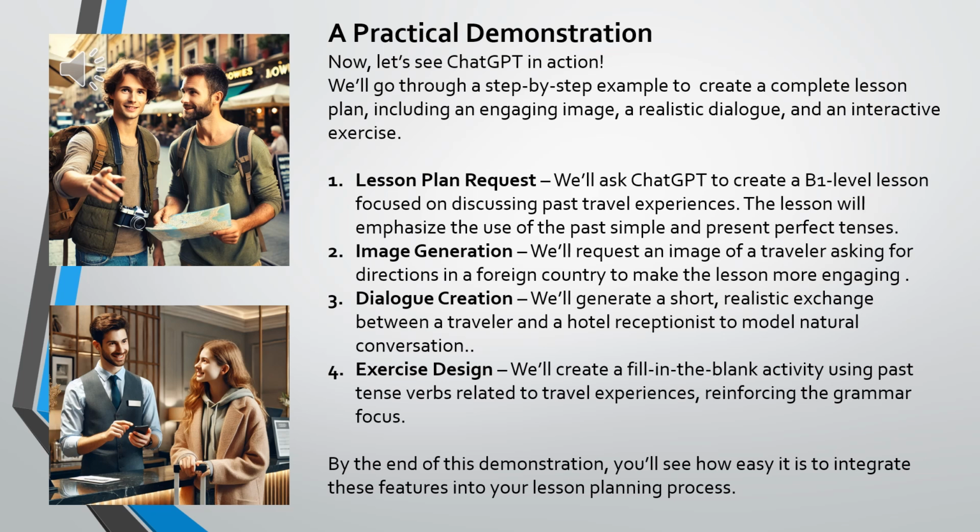1. Lesson plan request. We'll ask ChatGPT to create a B1 level lesson focused on discussing past travel experiences. The lesson will emphasize the use of the past simple and present perfect tenses. 2. Image generation. We'll request an image of a traveler asking for directions in a foreign country to make the lesson more engaging.